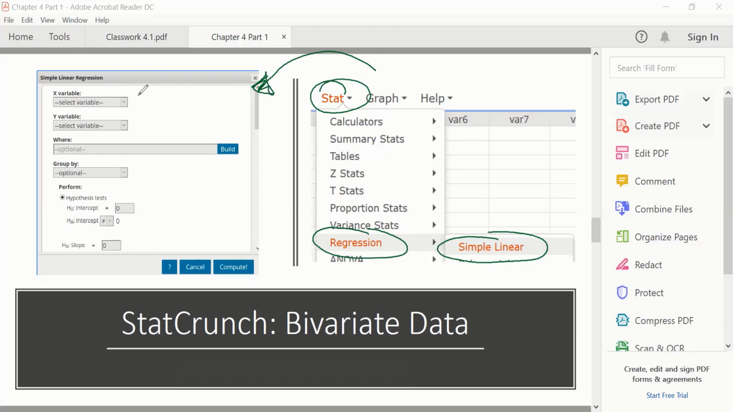Our x variable is our explanatory variable, and our y variable is our response variable. And again, our explanatory variable is the one that we think can predict the response.